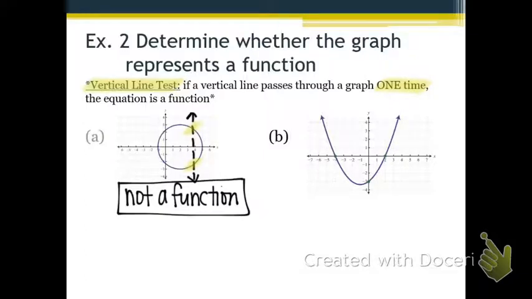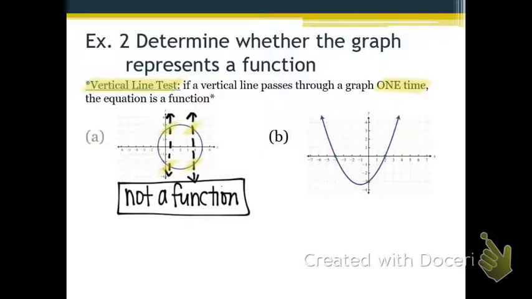Now, what if someone chose to start their vertical line over here? Does it really matter? How many times does that vertical line go through the graph? Twice. So it doesn't matter where you draw your vertical line as long as you draw it somewhere on the graph and figure out how many times it passes through.